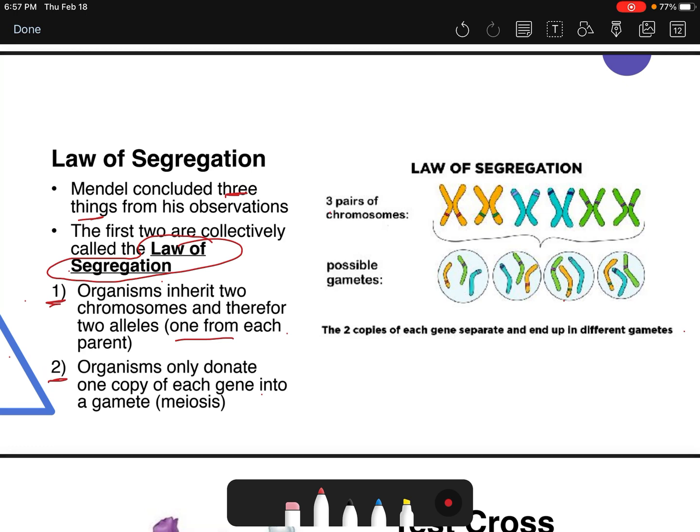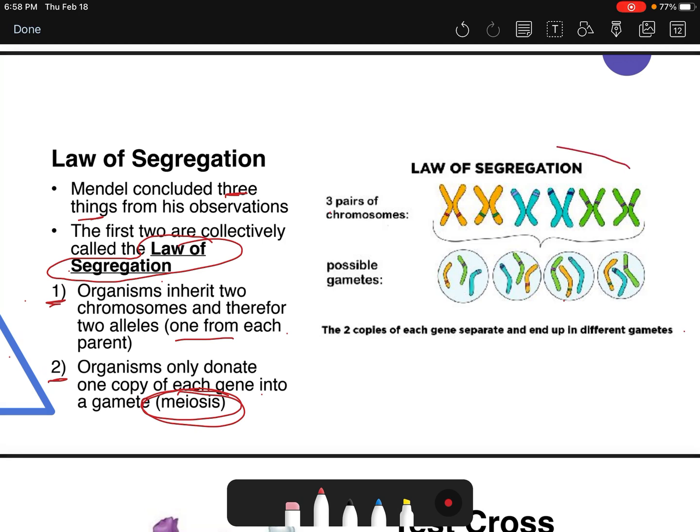The second part of the law of segregation is that organisms can only donate 1 copy of each gene into a gamete. And we know that already from meiosis. So we know that the mom will only contribute 1 of her genes to a gamete, and a father will contribute 1 of his genes to a gamete. And then when those come together, they will form a diploid cell that can give rise to a potential offspring.